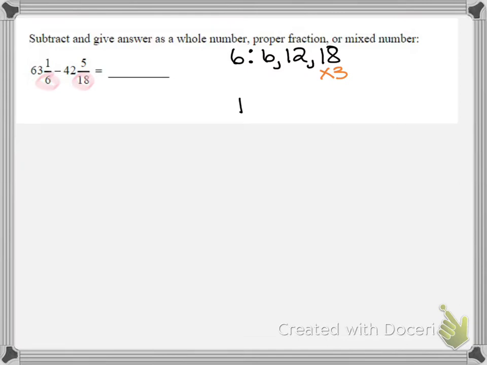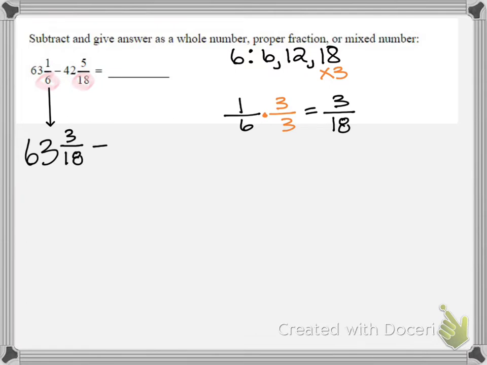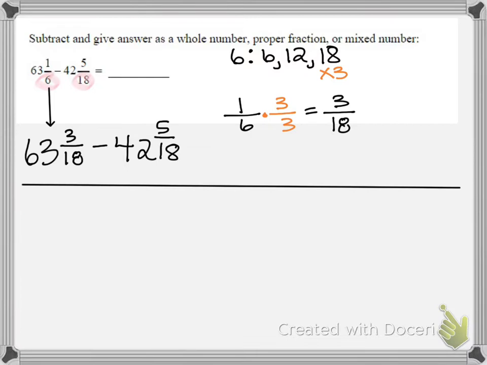So the fraction 1/6 that comes from the first mixed number, I need to multiply the numerator and denominator by 3. So now I have the equivalent fraction 3/18. So I'm going to rewrite my subtraction problem as 63 and 3/18 minus 42 and 5/18. Now, when subtracting mixed numbers, I highly recommend you write them in a vertical format. So we have 63 and 3/18 minus 42 and 5/18.